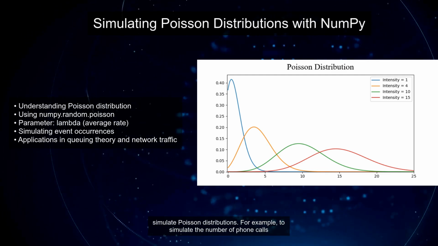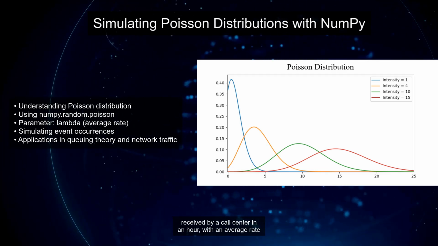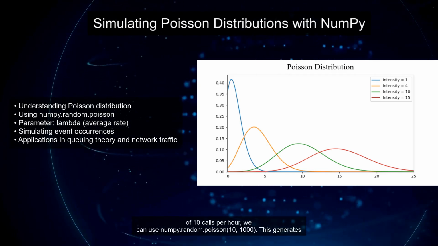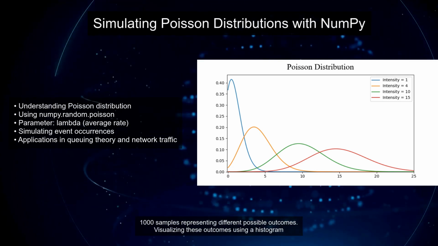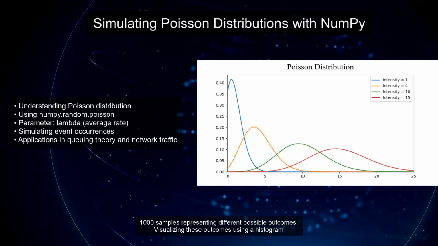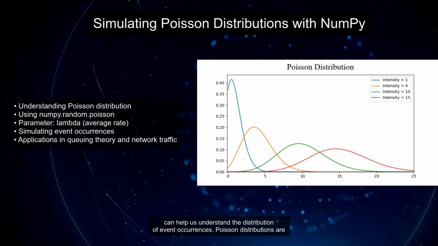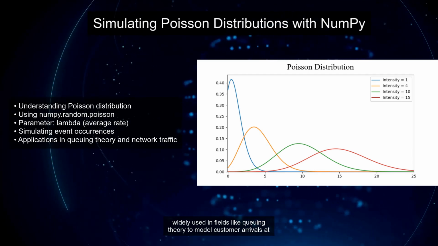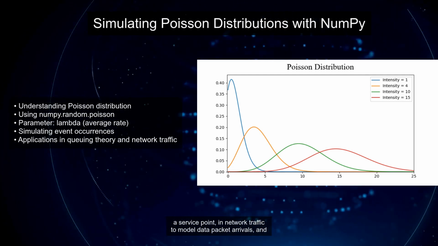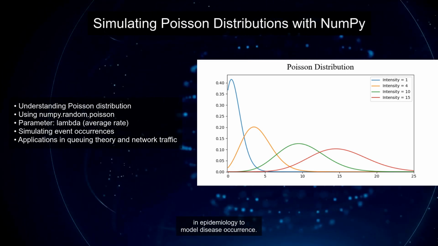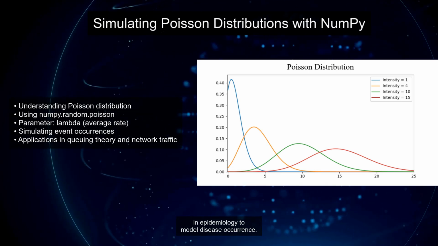For example, to simulate the number of phone calls received by a call center in an hour, with an average rate of 10 calls per hour, we can use numpy.random.poisson(10, 1000). This generates 1000 samples representing different possible outcomes. Visualizing these outcomes using a histogram can help us understand the distribution of event occurrences. Poisson distributions are widely used in fields like queuing theory to model customer arrivals at a service point, in network traffic to model data packet arrivals, and in epidemiology to model disease occurrence.